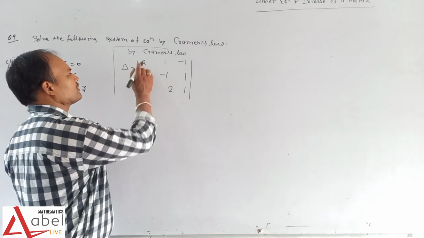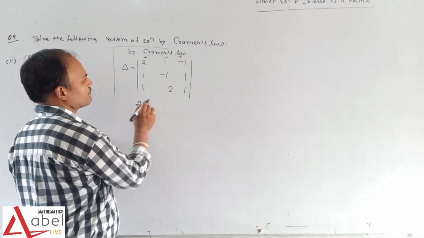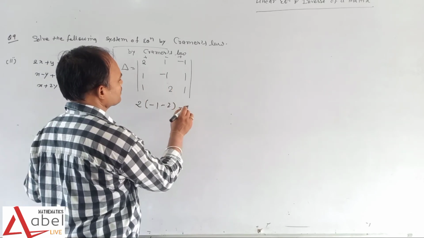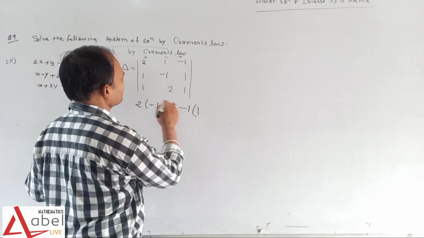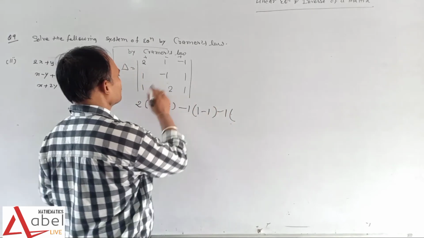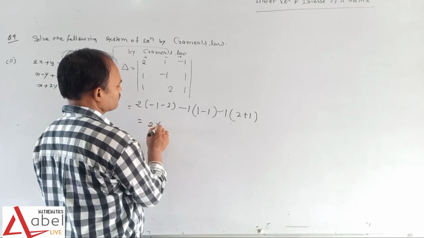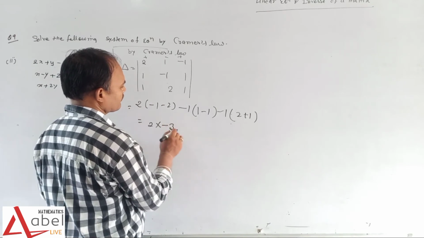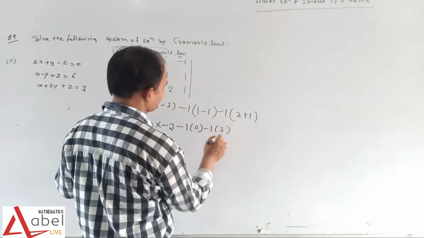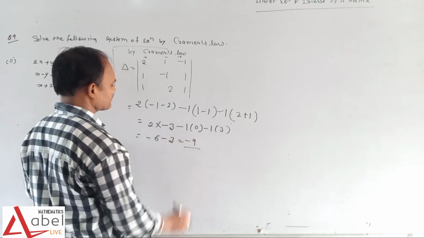Okay, so it is plus, minus, plus. We have to just solve it like a determinant. So it is 2, it is minus 1, and it is minus 2. Minus 1, minus 2, it is minus 1, and it is 1, minus 1, and it is minus 1, and it is 2 plus 1. So we can say that it is 2 into minus 3. And it is minus 1 and it is 0. So it is minus 1 and it is 3. So it is minus 6 and it is minus 3. So we can say that it is minus 9.